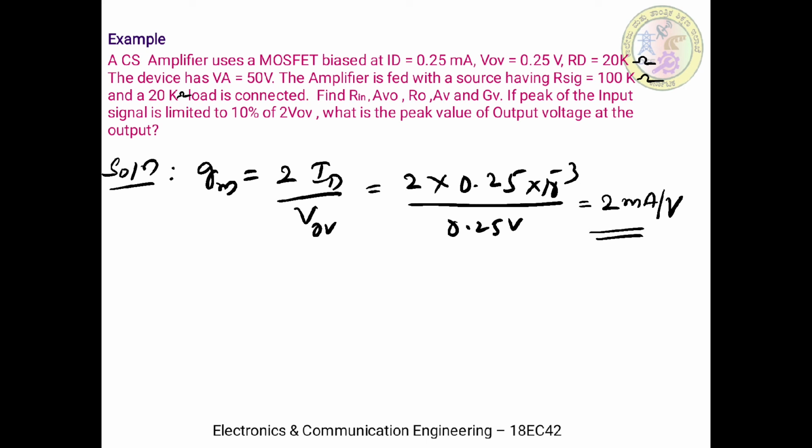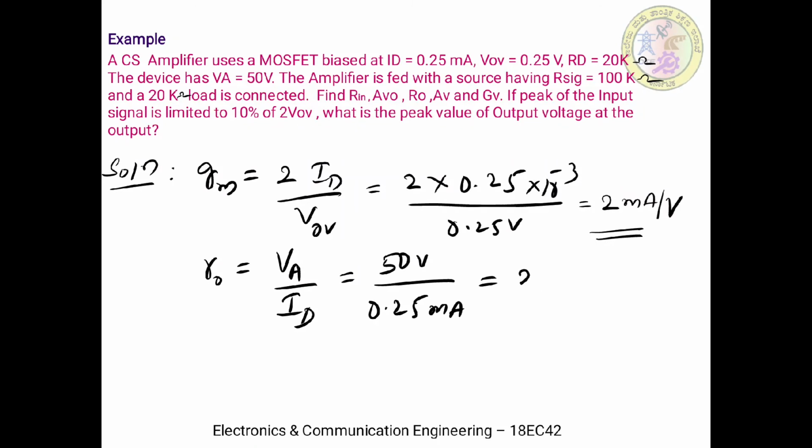Here, as it is simply a common source amplifier, we will consider this R naught also, because VA is given. Now, R naught is equal to VA by ID. So this is the relation used to find the output resistance of the transistor. So VA is given as 50 volts and the drain current value is 0.25 milliamperes. So 200 kilo ohms. See this, usually R naught will be of very high value. So now once R naught and gm values are available, we can go on calculating the various parameters.